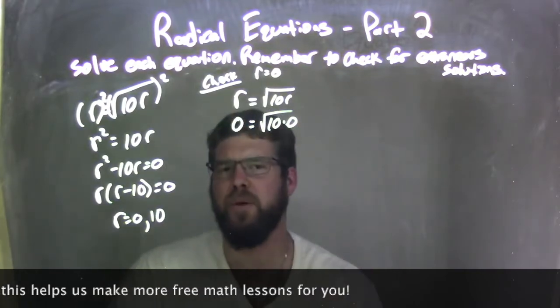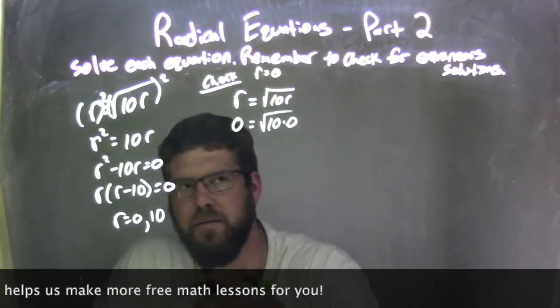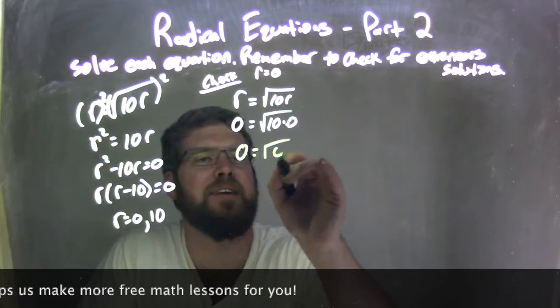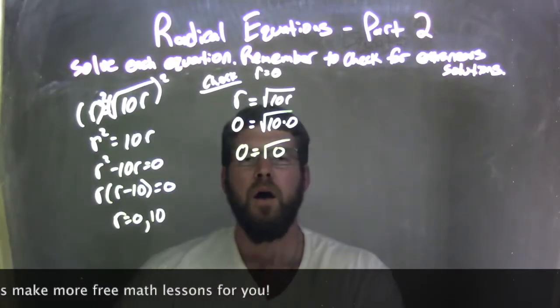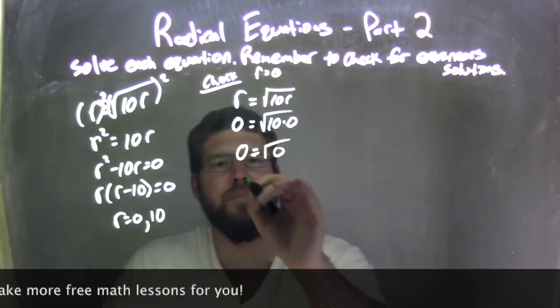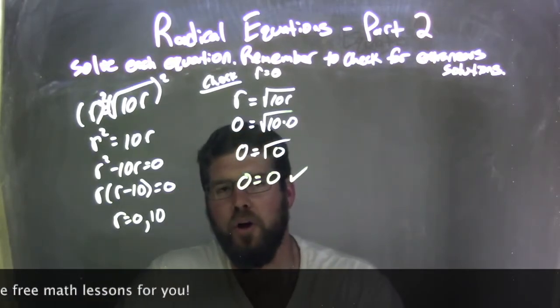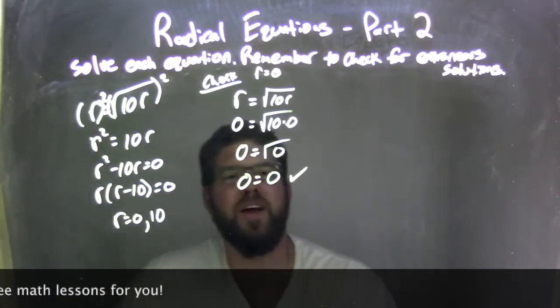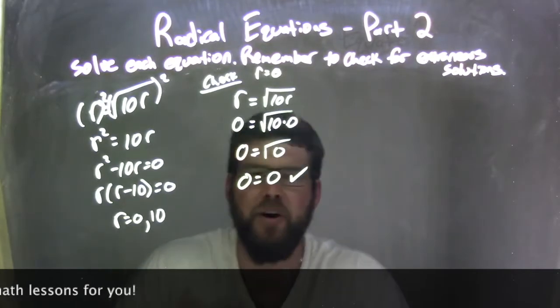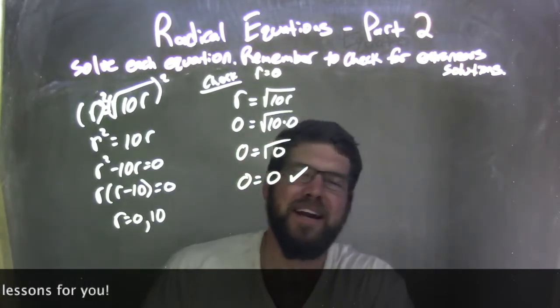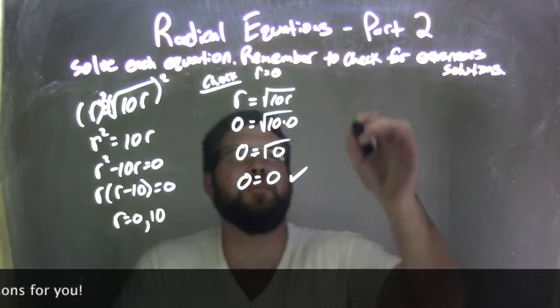What's 10 times 0? Easy. 0 times anything is 0. So we have 0 equals 0 here, or square root of 0. Square root of 0, 0. So left and right hand side are equal. Looking good, right? Means 0's a true solution. But we have two solutions we came up with, so we got to check both of them. Let's not skip on our work here.